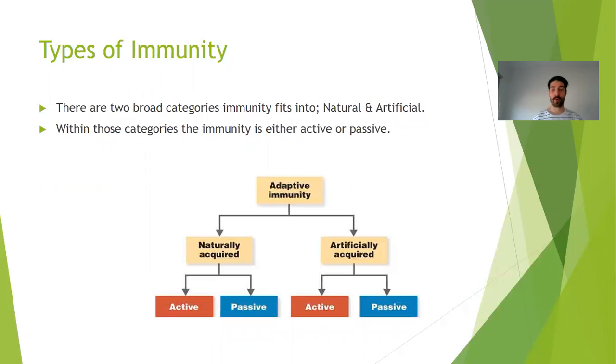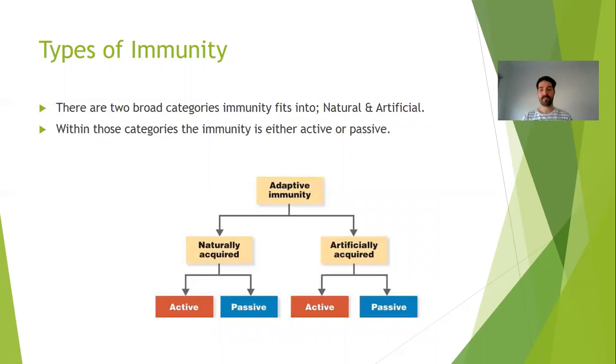So there are two broad categories for immunity. There's natural and artificial. And within those categories, you've got sub-branches which are active and passive. You can see in this diagram, it clears up. Immunity can be broken down into natural and artificial, and then each of those sections are further broken down into active and passive. We'll go through what those different terms mean as we go through.